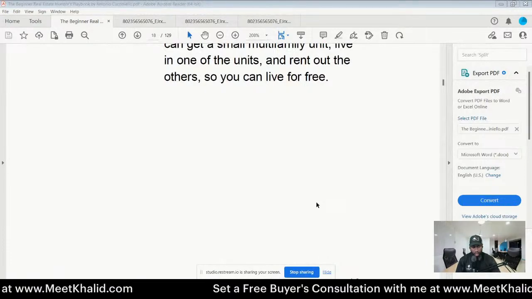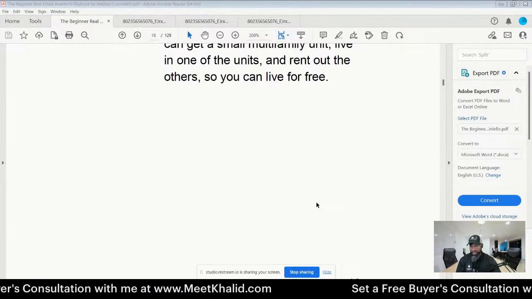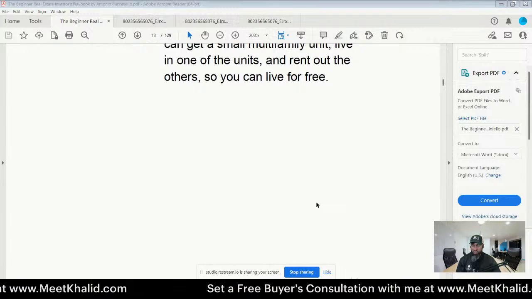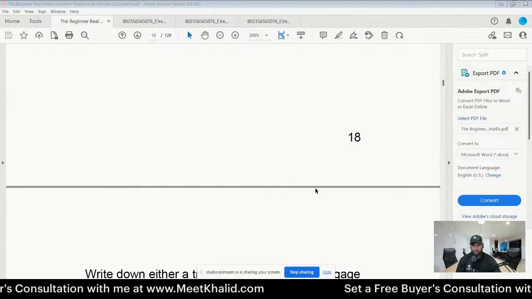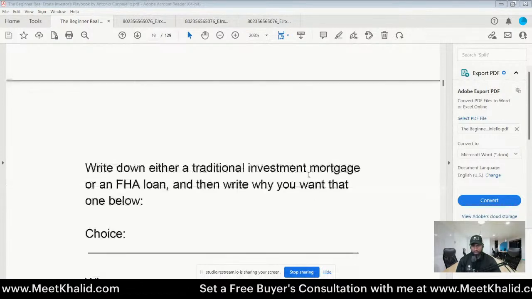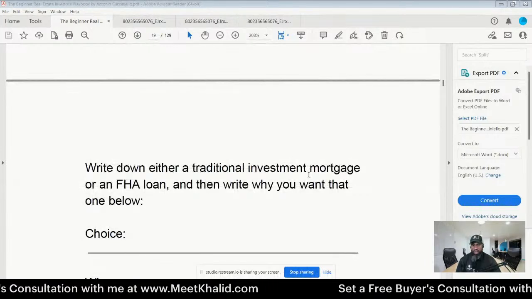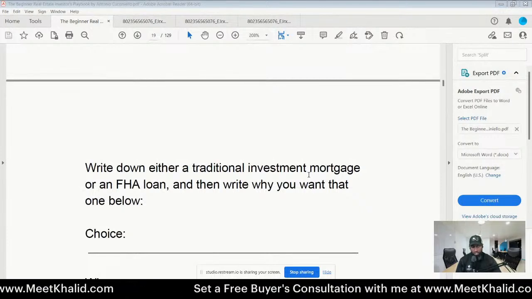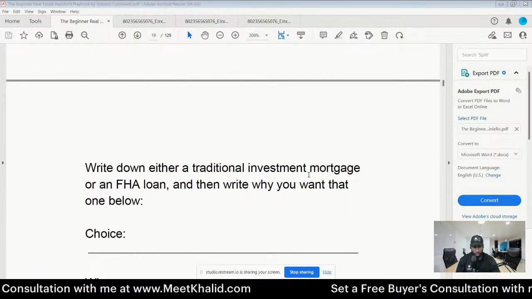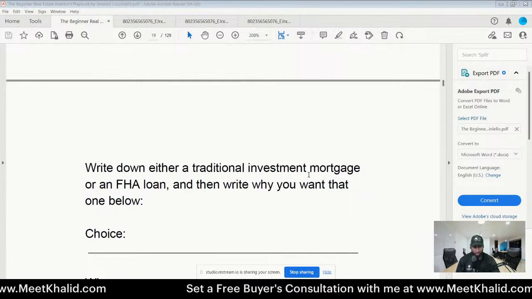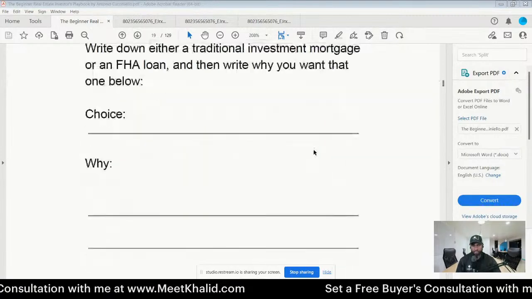And this is what I'm... okay. So I'm looking for an FHA loan because I want to buy a duplex, really a triplex or a duplex, and rent out one or two units and live in the other. Okay. So now it says write down either traditional investment mortgage or FHA loan, and then write why you want that below. So I'm going to do an FHA, and the reason why is low down payment.